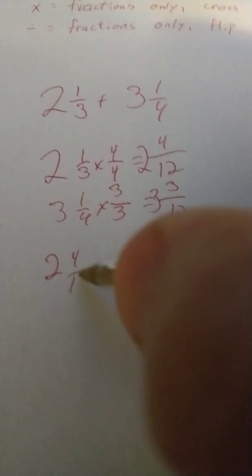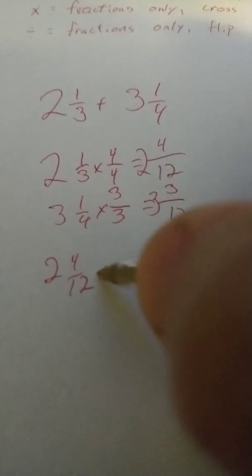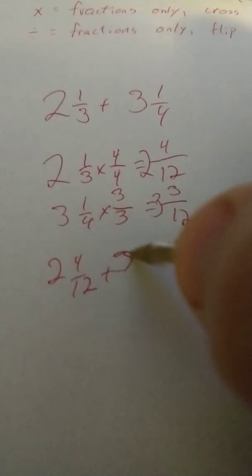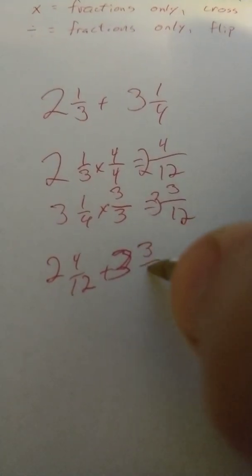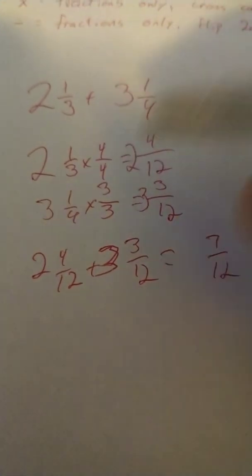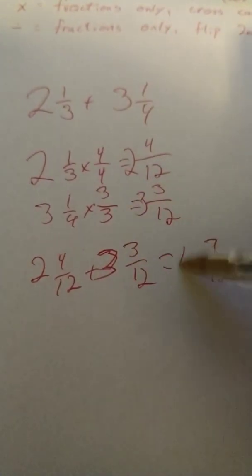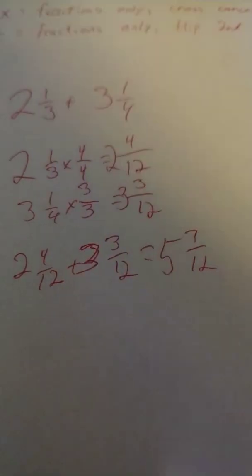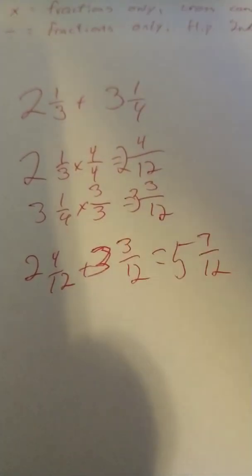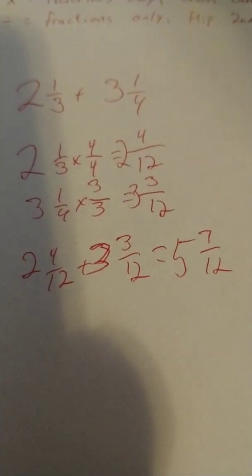So now, I'm just going to rewrite it. I have 2 4/12. I'll rewrite it on the screen. That'll be even better. Plus 3, that's an ugly 3, and 3/12. So, fraction plus the fraction, 7/12. Whole number plus the whole number, 5. I have 5 7/12. And then, of course, can we simplify? No, we can't. Now we are done.